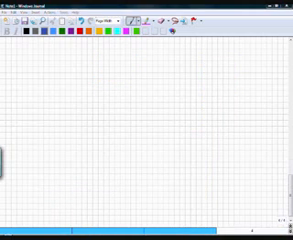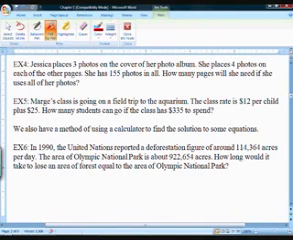Okay, next example. It says Marge's class is going on a field trip to the aquarium. The class rate is $12 per child plus $25. How many students can go if the class has $335 to spend? Again, we've got to write an expression here. Let's go back to our second sentence. Class spends $12 per child.